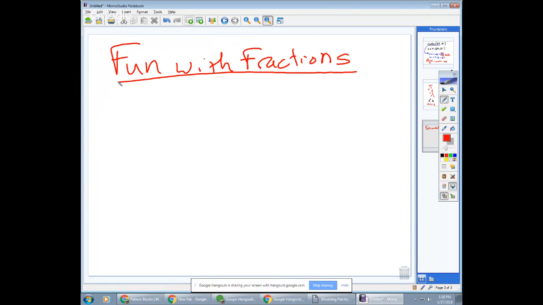What I need you to do is think about what does it mean to be a fraction? Write one statement about that and draw one example. What does it mean to be a fraction? Give me some words, give me some kind of picture example.